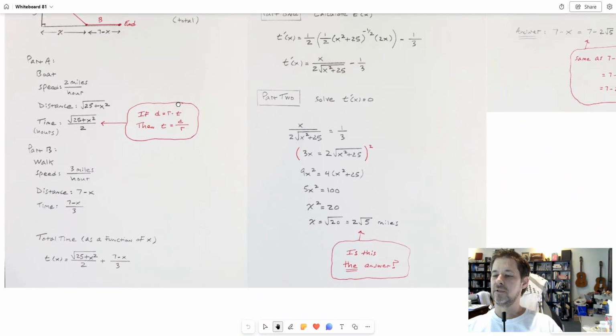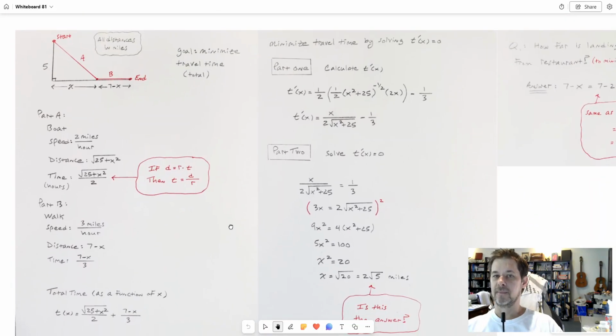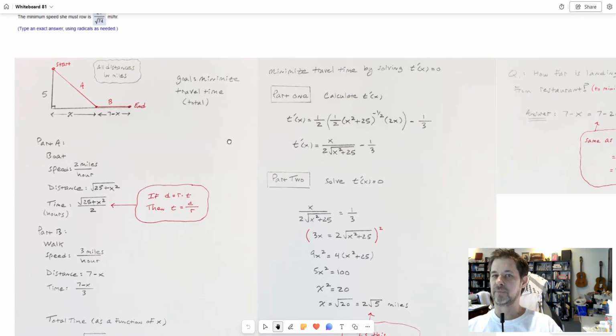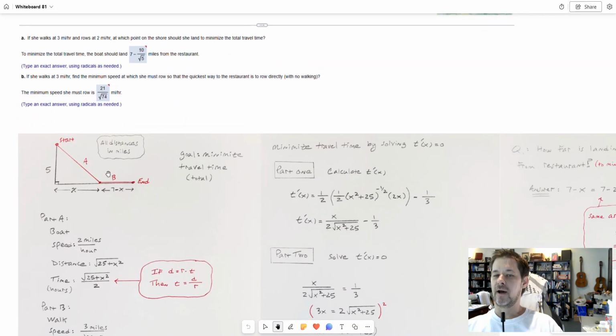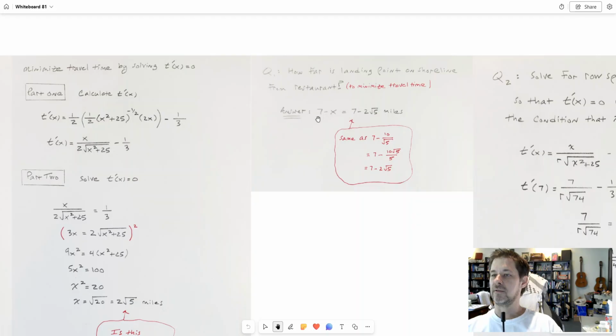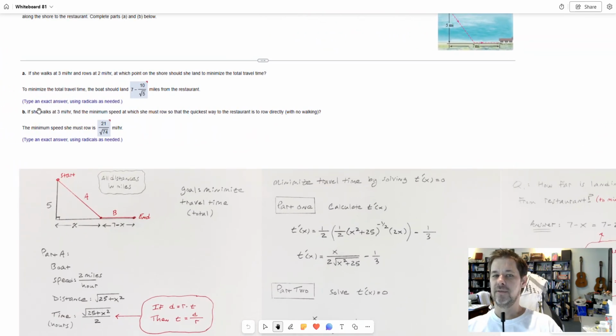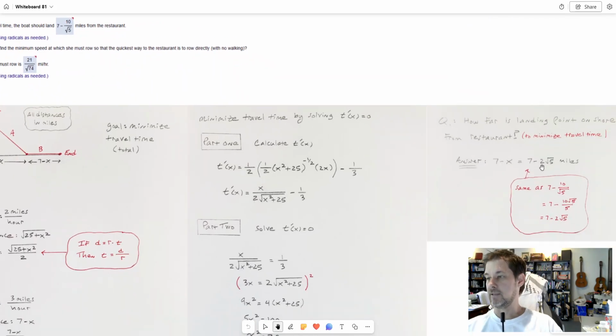So my solution for x here isn't actually the aspect of the situation that I'm being asked for. Okay, what I'm being asked for is how far is it from here over to there? How far is length b here? Well, that would be 7 take away whatever the x is. Okay, so all right, how far is the landing point on the shoreline from the restaurant? 7 minus x was that distance from the beginning. I just found x to be 2 root 5, so 7 minus 2 root 5 miles. I noticed in the question it says give the exact answer, use radicals, so no rounding or anything. So I get right away 7 minus 2 root 5.